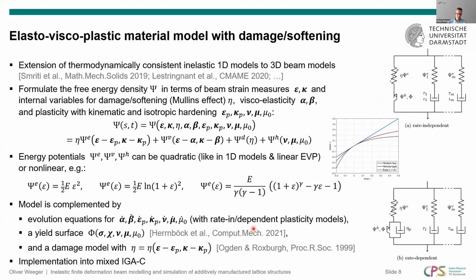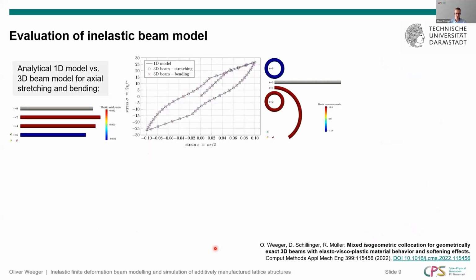So of course, this was a very quick introduction into how this model looks like. We implemented this now in the context of our mixed isogeometric beam elements. You can find all the details about this implementation in this paper. And what we first did there was basically some validations where we compare analytical 1D models against the beam model when we just use it basically in uniaxial tension and compression, because basically then the response from the beam model and the 1D model should be identical.